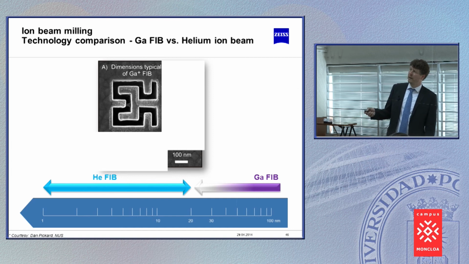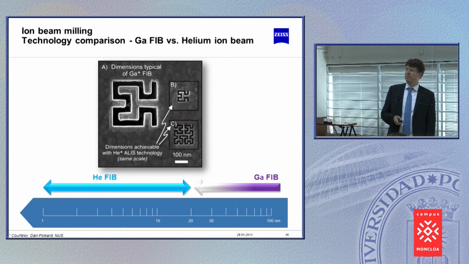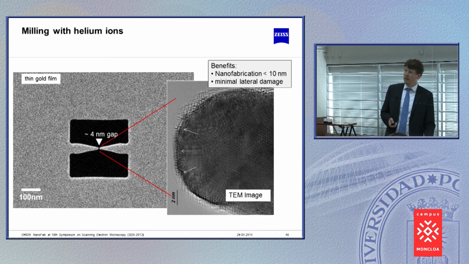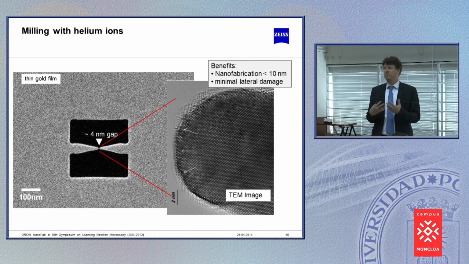Okay. But now compare this with the helium ions. This is a structure I think 5 or 10 times smaller that we can write with the helium ions. And the customer wants to measure the phonon structure inside these antennas. So maybe you will ask about the defects at the edges when we write the structures inside the material.